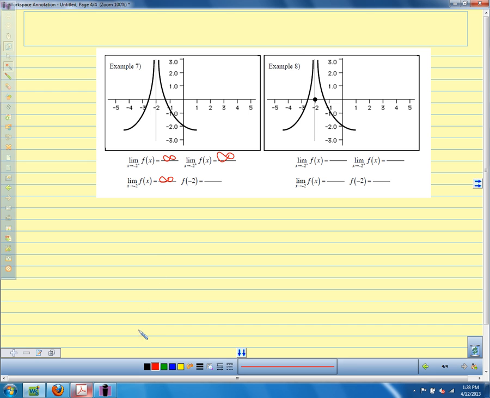What is our function value at -2? Does not exist if we have an asymptote, so it does not exist. All right. If you have an asymptote, the function doesn't exist, right? Okay, but if you have the closed dot, we'll talk about that on the next one.